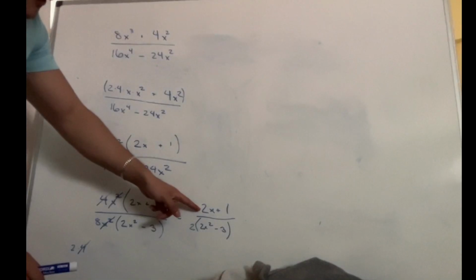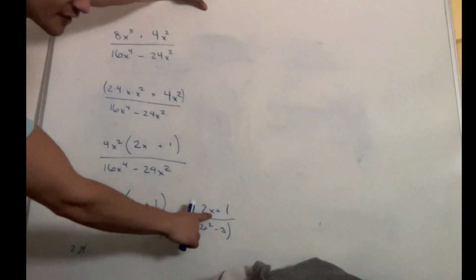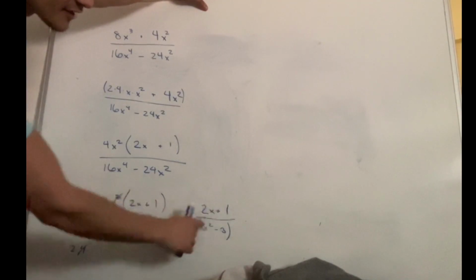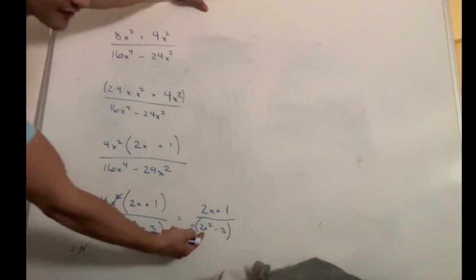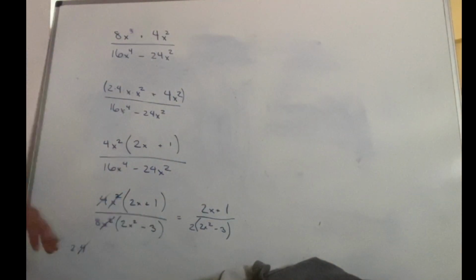2 only applies to this one and not that one, so you can't cancel that out. x only applies to here, not here, so you can't cancel that out. And x doesn't apply to this one either, so you can't cancel it. So this is the furthest you could go with that. This would be kind of a challenge problem.